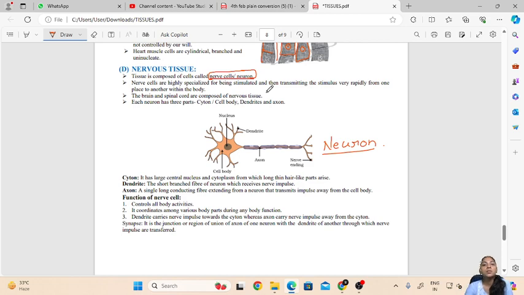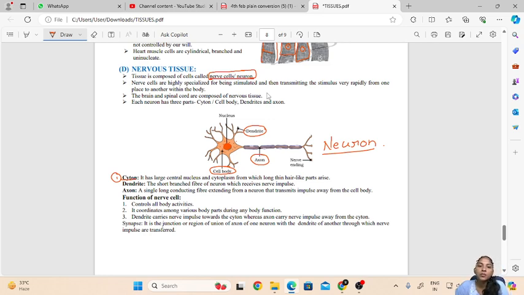Then each nerve cell or neuron has three parts. That is, the cell body, the dendrites and the axon. The cell body or cyton has a large central nucleus and cytoplasm. This cell body has a large central nucleus and it has a presence of cytoplasm.